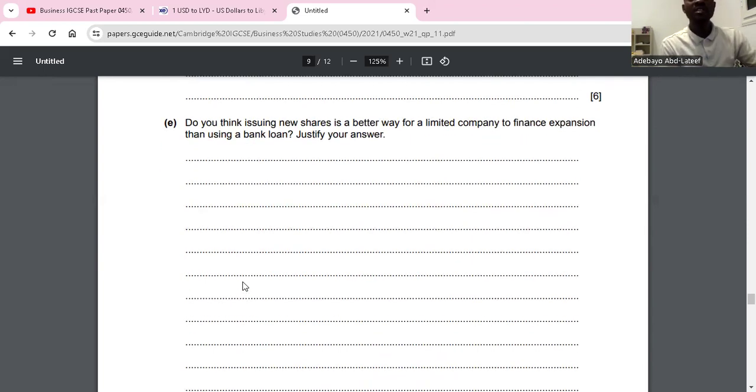Do you think issuing new shares is a better way for a limited company to finance expansion than using the bank loan? I said yes, based on the following reasons. One, it is a permanent source of capital, which means non-refundable. When you sell shares, all the money comes to you. You are not refunding the money.